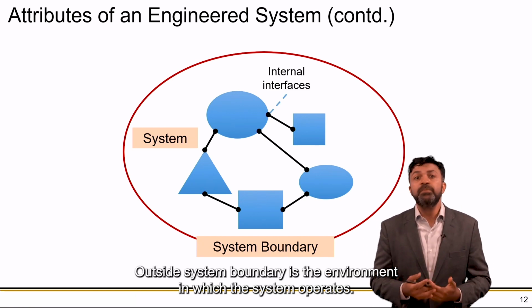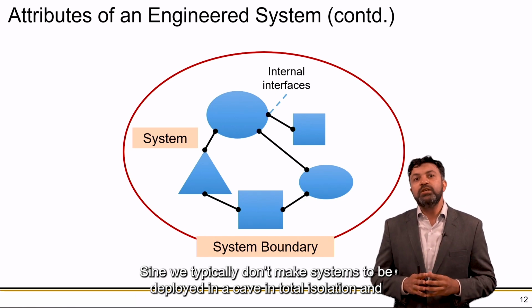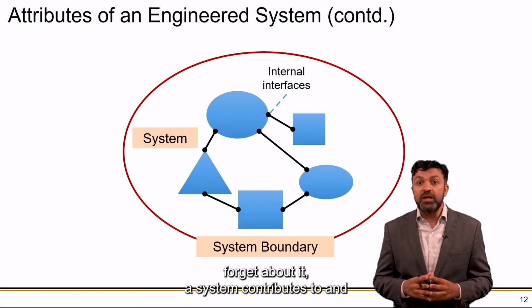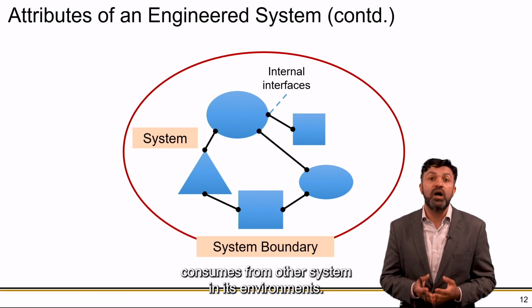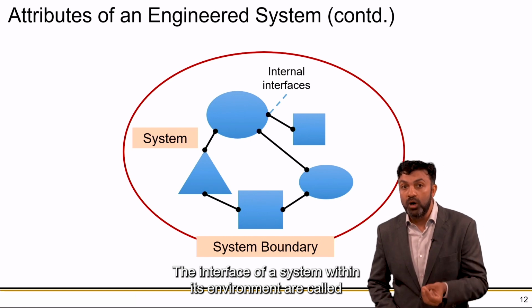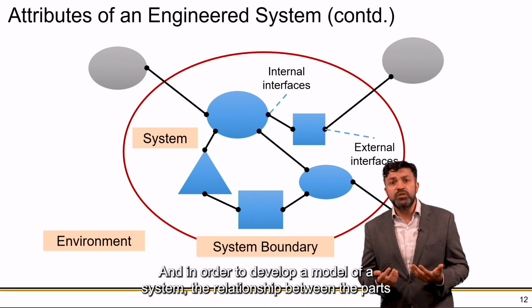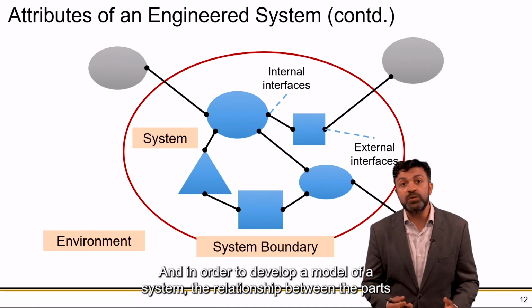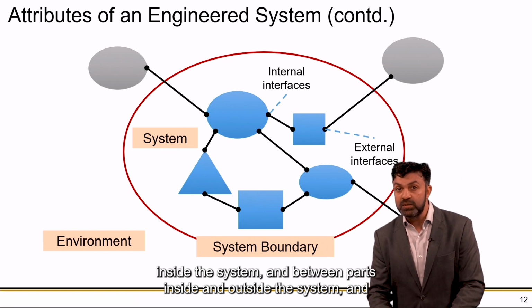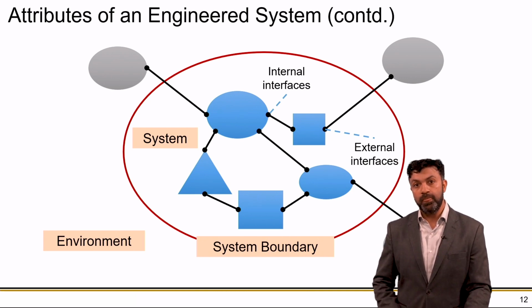These are called internal interfaces. Outside the system boundary is the environment in which the systems operate. Since we typically don't make systems to be deployed in a cave in total isolation and forget about it, a system contributes to and consumes from other systems in its environment. The interfaces of the system with its environment are called the external interfaces. And in order to develop a model of a system, the relationships between the parts inside the system and between parts inside and outside the system, and the boundary and internal and external interfaces must be shown.